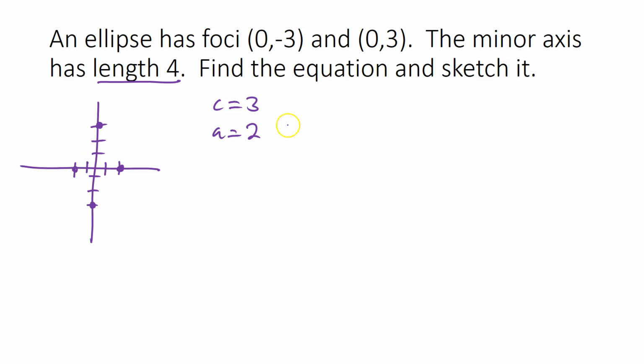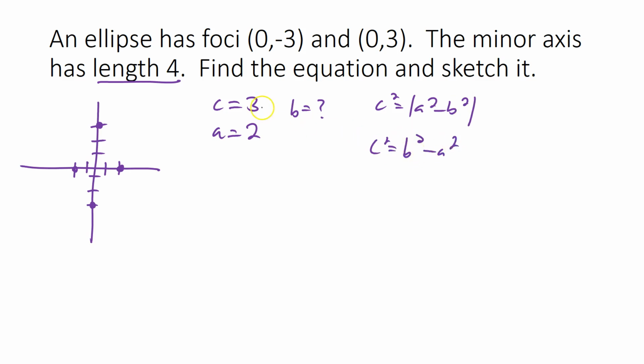So now what we have to do is we have to find B. I don't know what B is. So this is where it becomes important to know that equation, that c squared equals the absolute value of a squared minus b squared. That helps us, but we have to know at this point, which one should be bigger? Should A or B be bigger? Well, it's a vertical ellipse because the foci are on the vertical axis, so I think B should be bigger. So in this case, c squared is going to be b squared minus a squared.